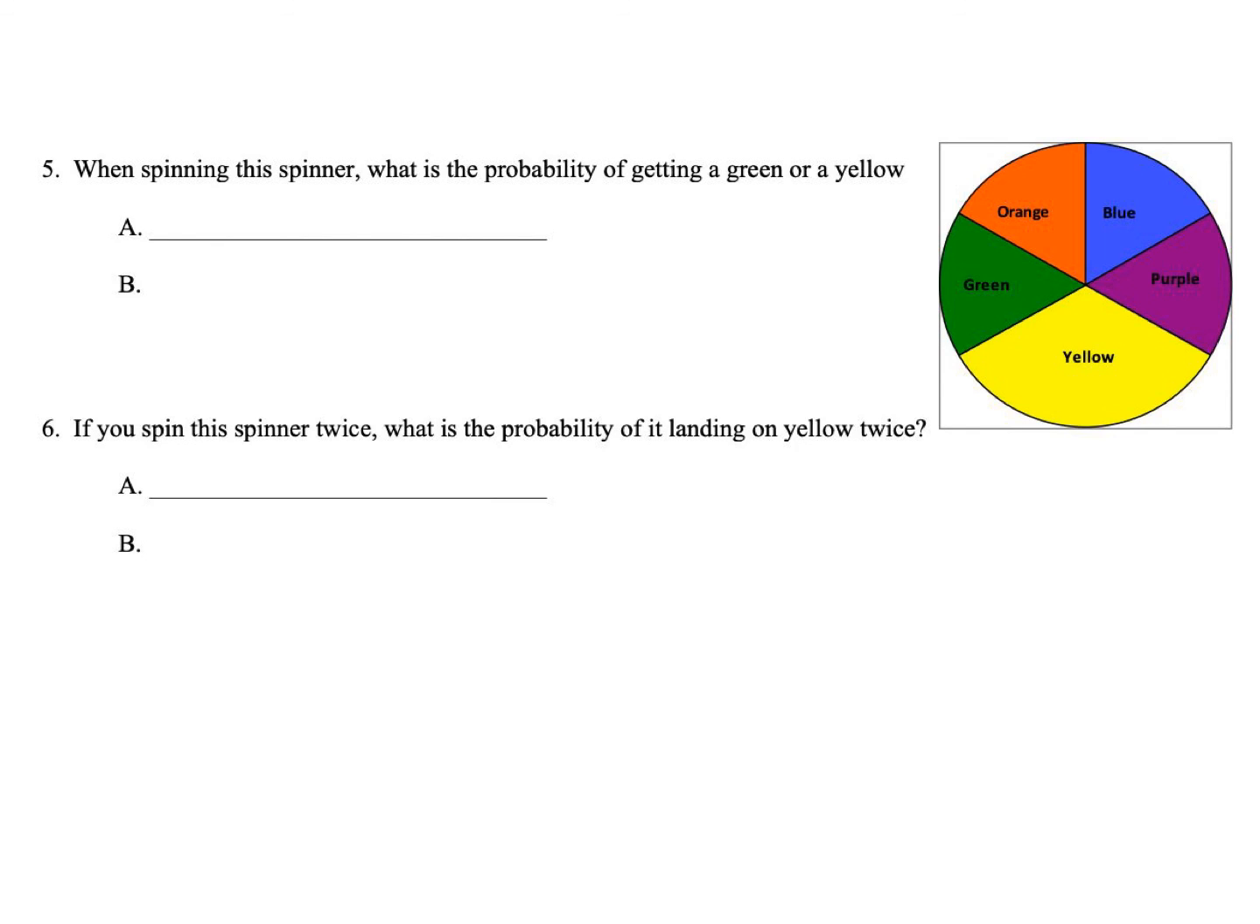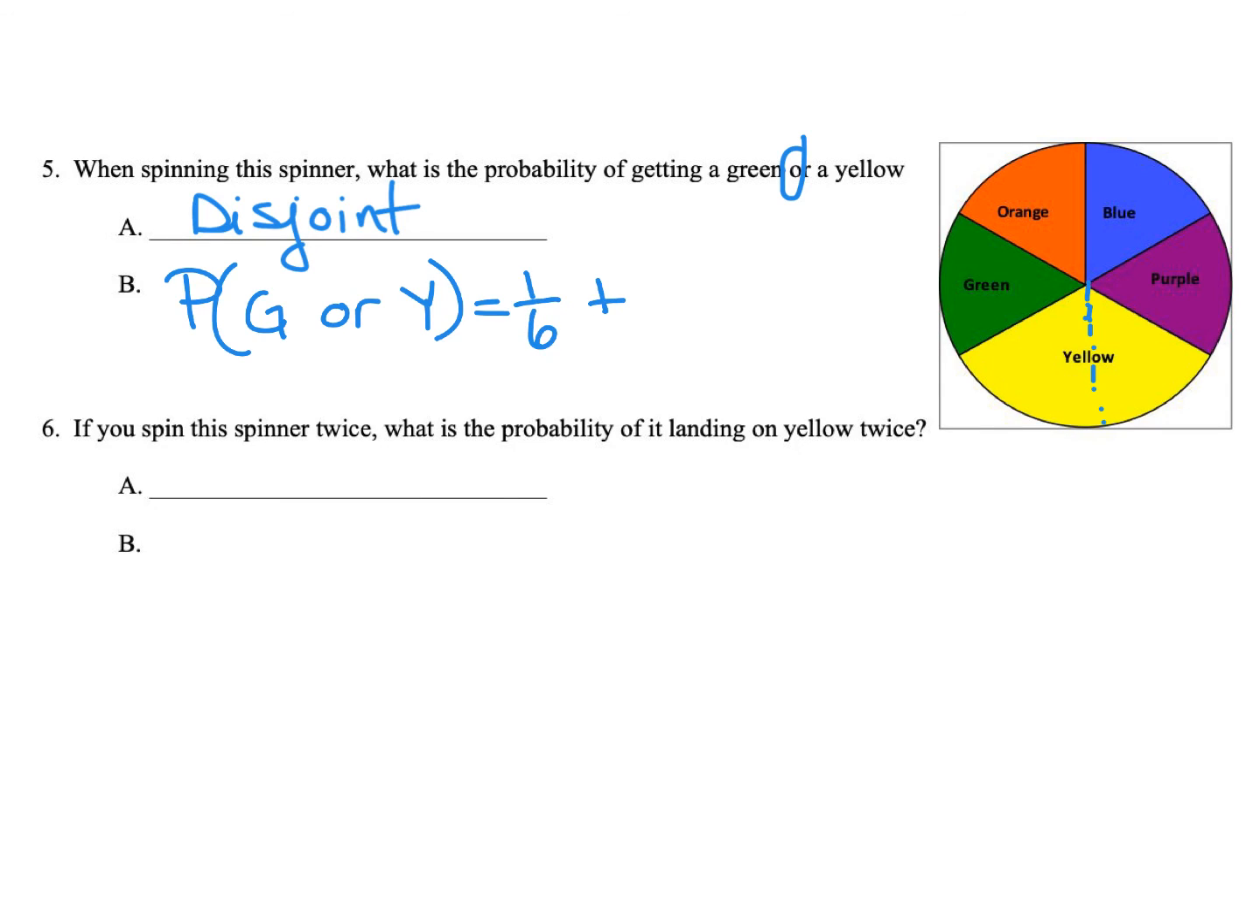All right, in 5, when spinning the spinner, what's the probability of getting yellow or getting a green or a yellow? So again, that word "or" tells me disjoint or mutually exclusive. Now when I look at the spinner, I notice that yellow is larger. If I just cut it in half, now it's equal to the others. So if you just look at this, I mean, gosh, it's half, right? But by proper notation, probability of green or yellow would be 1 out of 6 plus, because they're disjoint, 2 out of 6 or 1/3, would be 3 out of 6, which is a half.